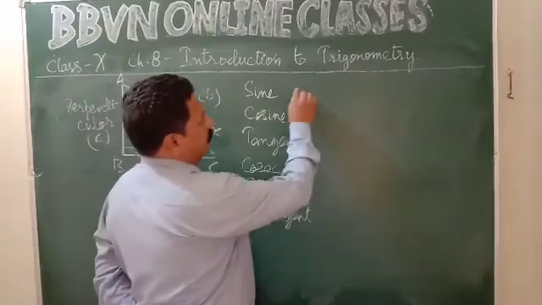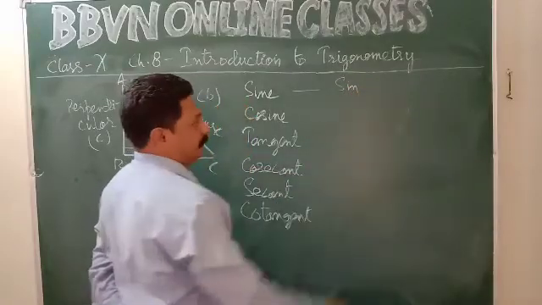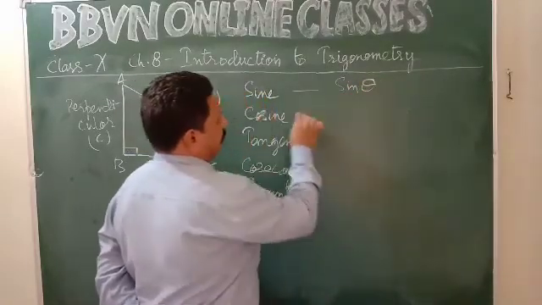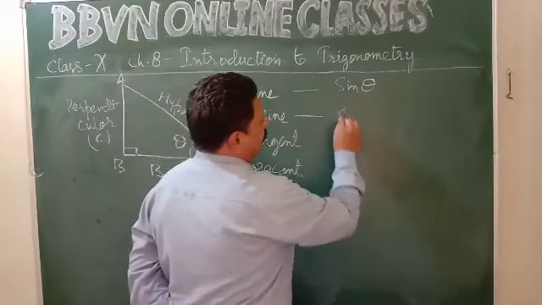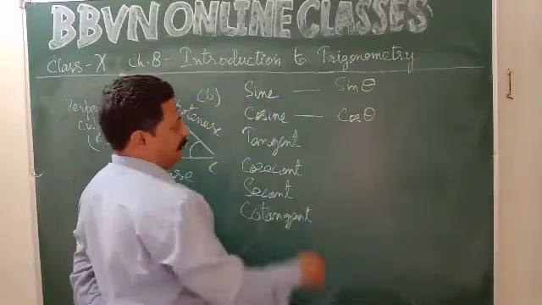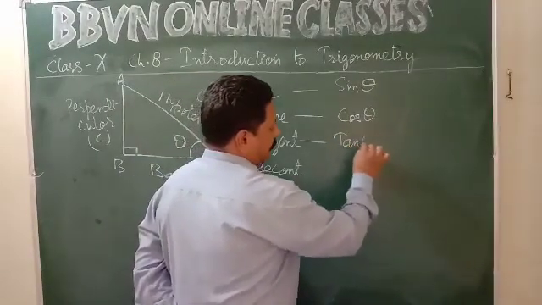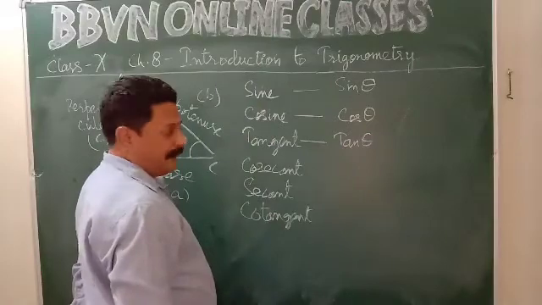In short, sine ratio is represented as sin, the sine ratio of angle theta. Cosine ratio in short is written as cos, the cos ratio of angle theta. Tangent ratio in short is represented as tan, so the tan ratio of angle theta.